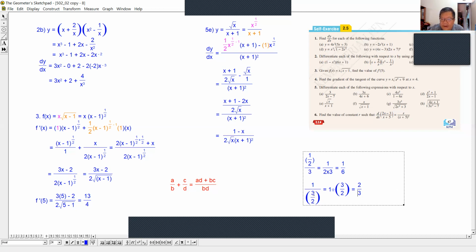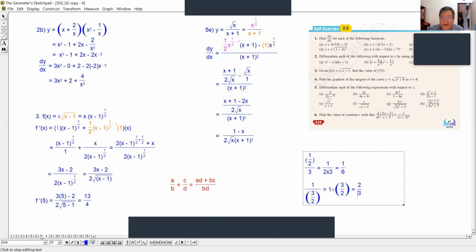However, if the fraction is at the denominator, then you have to inverse it, terbalik, right? So you get something like this. So these are two different cases. Okay, so this one is settled.